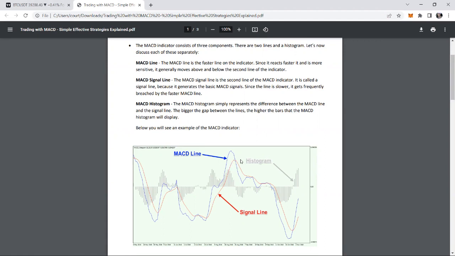Okay, so the second line is the signal line. This is a slower line. It generates the basic MACD signals. Since the line is slower, it is frequently breached by the faster MACD line.